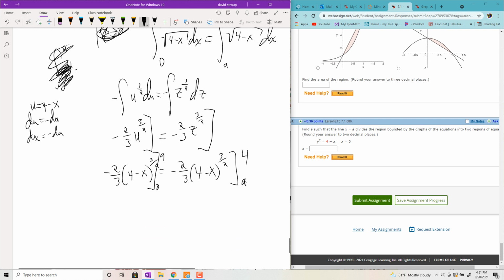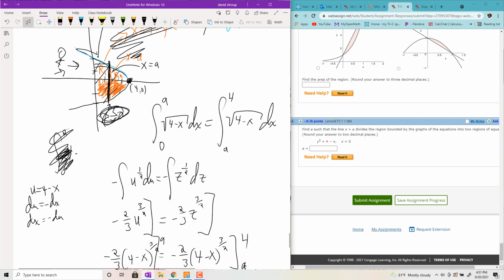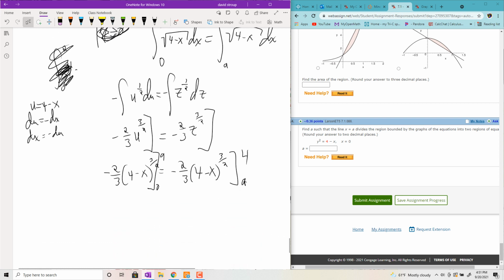You can multiply both sides by negative 2/3 to get rid of all that junk. That'll be a legal move. Then plug in 9, so you get 4 minus 9 is negative, and you can't take the square root of that. So that's a sad day indeed. That's not a 9, that's an A. Right, sorry. So (4 minus A) to the 3/2 minus (4 minus 0) to the 3/2. 4 to the 3/2 is 8. And then that'll equal 4 minus 4 is 0 to the 3/2 is 0.